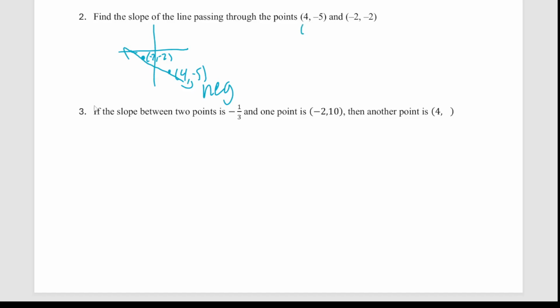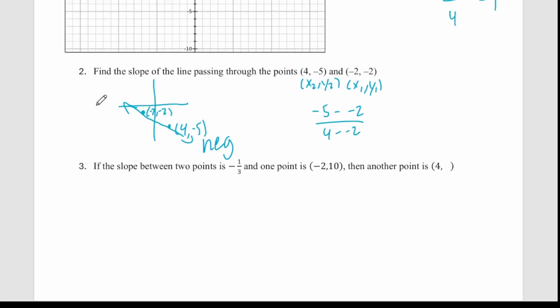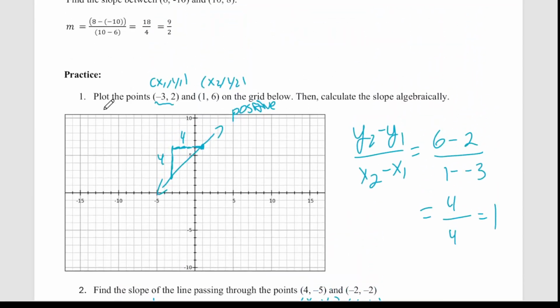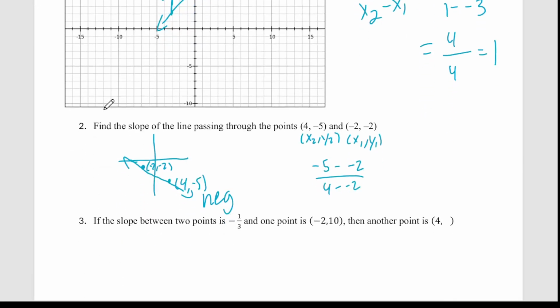So I'm going to arbitrarily label this the other way around this time. We'll call this x2, y2, and this x1, y1. That means we'd be doing negative 5 minus negative 2 over 4 minus negative 2. Now I'm a little bit paranoid if I did that straight the other time. Yes, I did actually follow what I labeled.